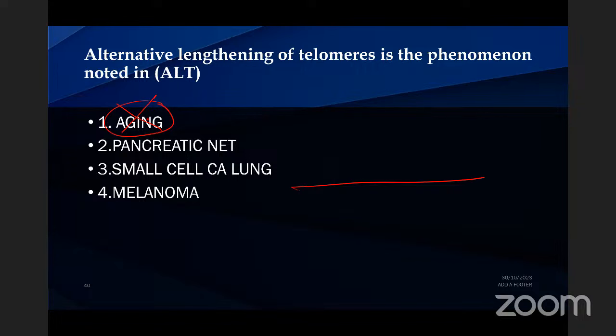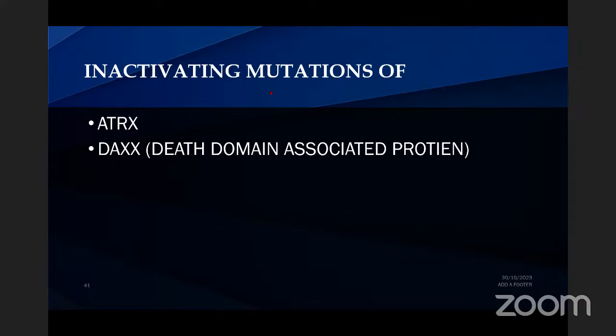Now, normally cancers like small cell carcinomas express a gene called TERT, which will increase the telomeres. So this is the classical pathway, not an alternative pathway. Now, pancreatic neuroendocrine tumors have a special mutation. They have inactivating mutation of two genes called ATRX, that is alpha thalassemia mental retardation X-linked gene, and DAXX, that is death domain associated protein.